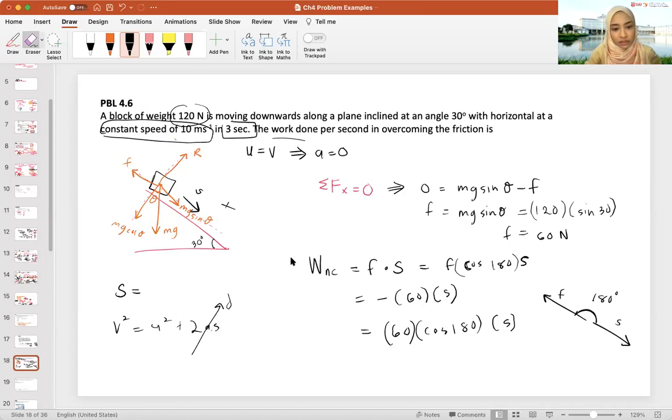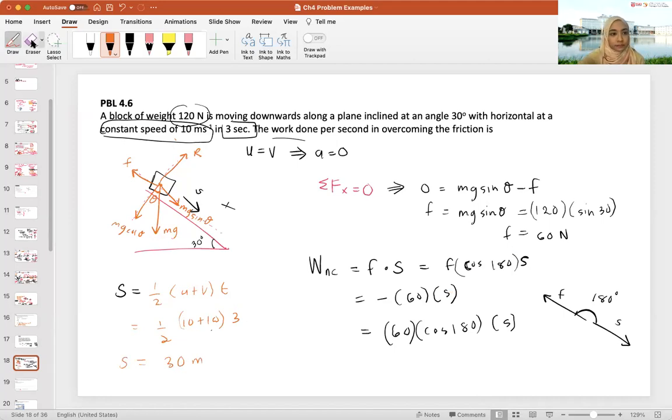1 over 2 (U plus V) T. Okay, let's try Feli's approach. Feli is saying S equals 1 over 2 (U plus V) times T. And we know that U is equal to V because they have a constant speed. So this is 10 plus 10, and this is 3. So I can solve for S. This is 20, 20 divided by 2 is 10, so I get 30 meters. So I can plug it into my equation. This is going to be 30.